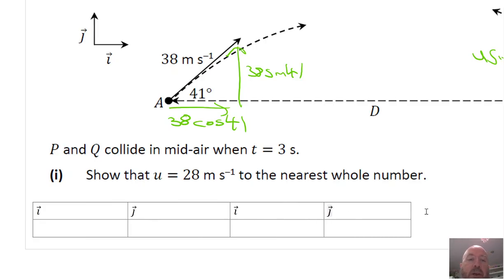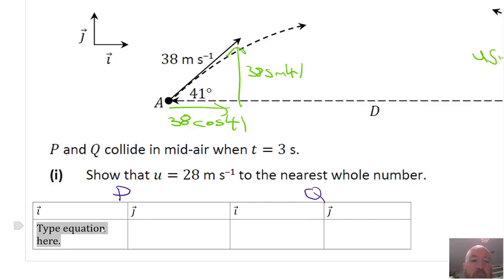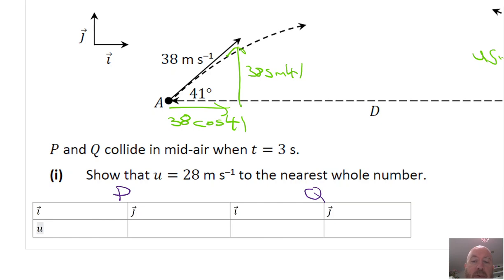So what we're going to do is have this one for particle P, this I and J for P, and this I and J for Q. I think this is the way that makes most sense to break it down. So for P, we have U, and see this in the UX, even though it's the I thing. Anyway, for P and Q, UX equals 38 cos 41.